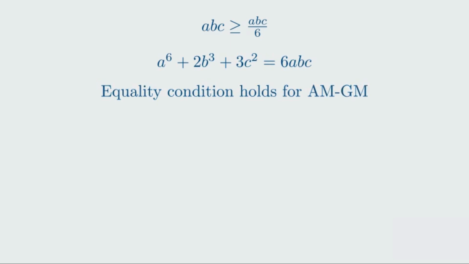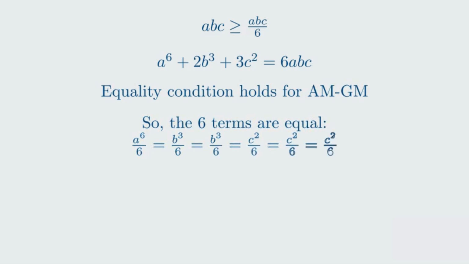And what is the equality condition for AM-GM? It only holds when all the numbers are equal. Therefore, the 6 terms we used in our inequality must all be equal to each other. This is the breakthrough. From this set of equalities, we can simplify further.